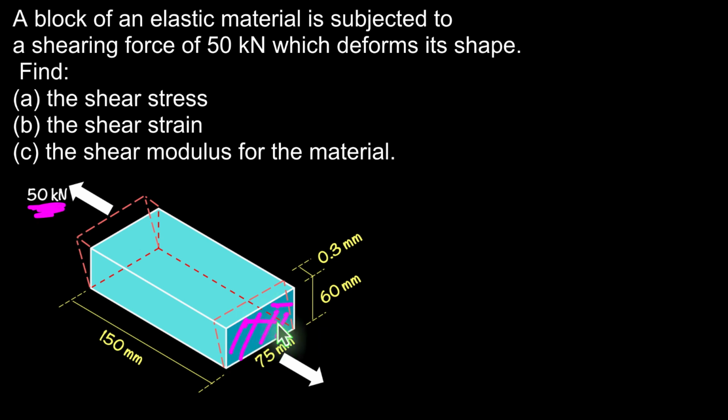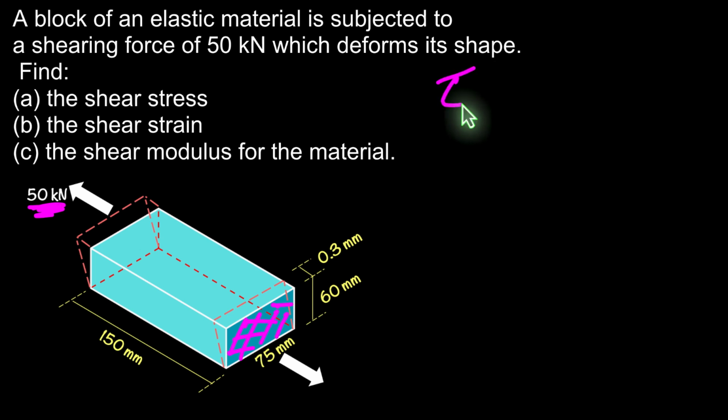Now, the reason why that is quite pertinent information is because if you use the wrong face to find the area of this shape, then you're going to end up getting either the wrong stress that you're trying to find or the wrong strain, or everything could just go wrong. So let's start by finding the shear stress though.